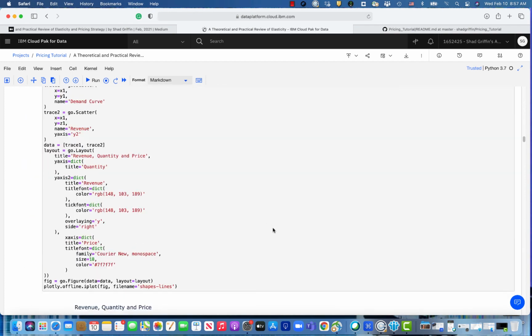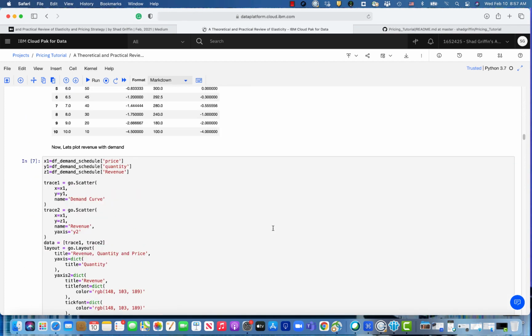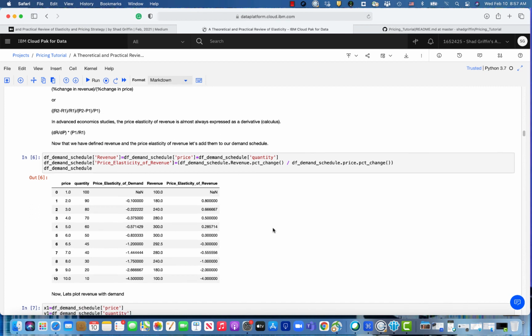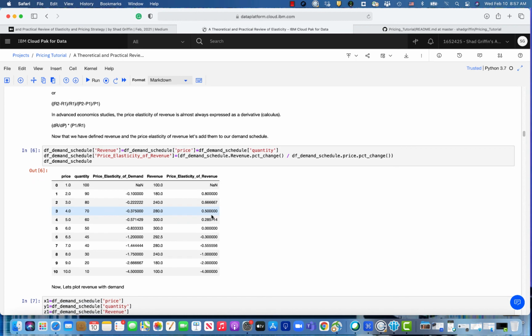Price elasticity of revenue is again the same concept. It's different in that it can be positive or negative. If you have a revenue elasticity of 0, that means that an increase in price is going to lead to no change in revenue.